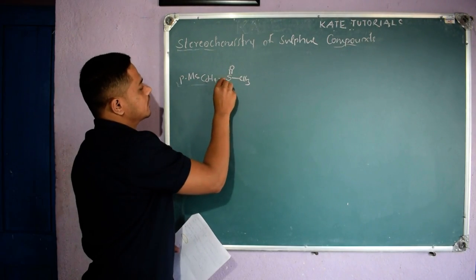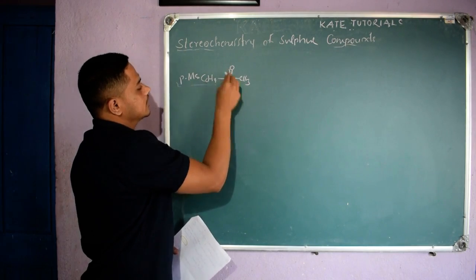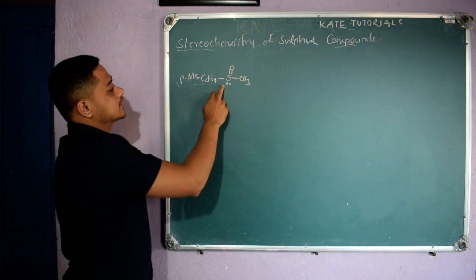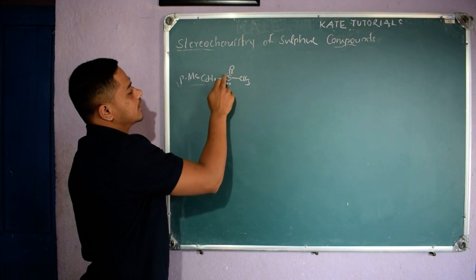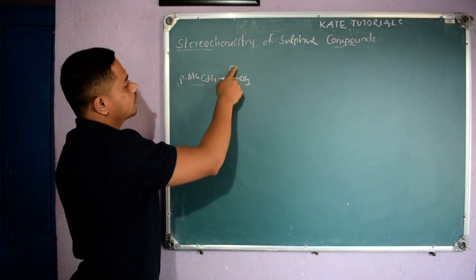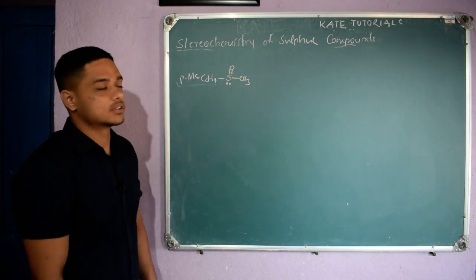So here if you see 1, 2, 3, 4, 5, 6. So the 6 electrons are the total 6 valence electrons of sulfur, right? Here 6 electrons, 1, 2, 3, 4, 5, 6, of sulfur. I am not counting those of oxygen or this methyl, right? So this is the structure.